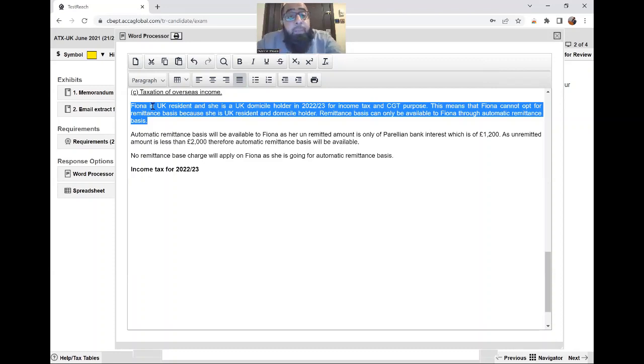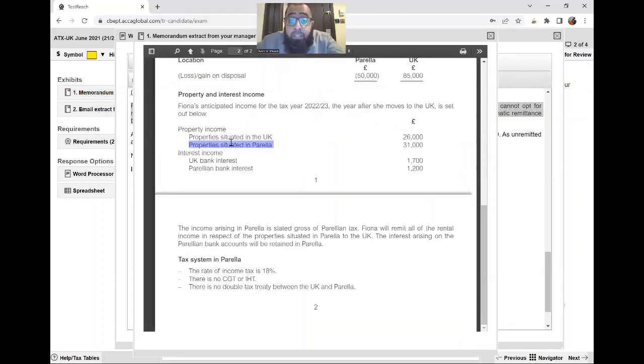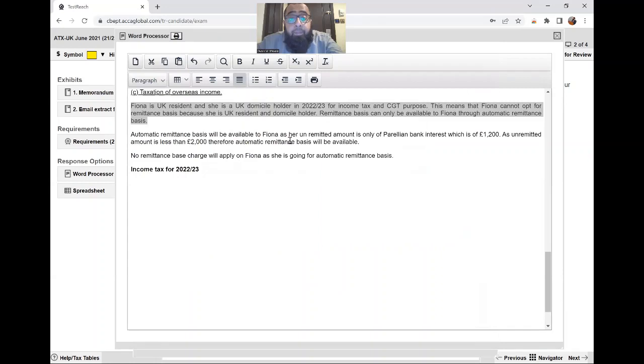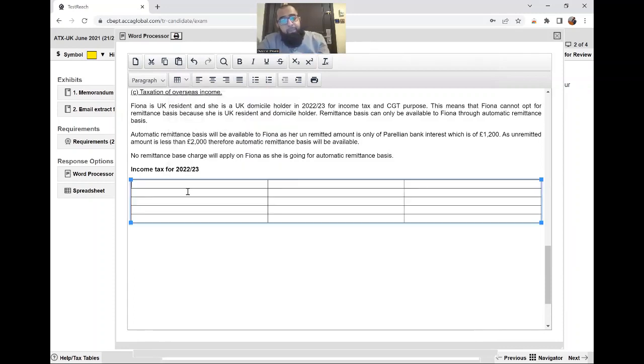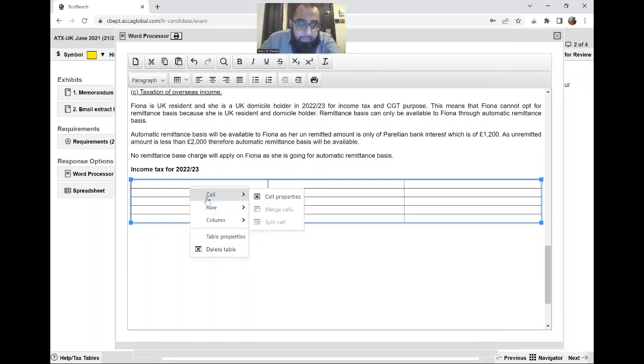Now, automatic remittance basis will be available to Fiona as her unremitted amount is only Paralian bank interest. Why? Because if you read the memo, there is a property income and there is a bank interest. He is saying that he will remit the rental income. He will not remit the interest. Now the interest amount is just 1200, which is less than 2000. So automatic remittance based charge will be available. Let's start calculating the income tax. Believe me, it is very, very, very easy. Okay. Just a second.